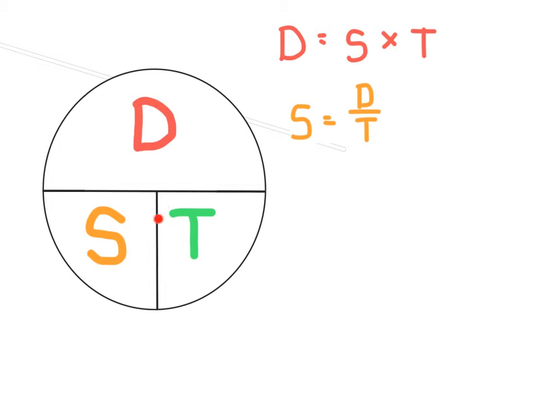Finally, the last one is time. Just like the last one, you're going to notice that distance is over speed. So for our equation, we're going to write time equals distance divided by speed. If it helps in your notes, you can write out the words instead of the letter, but it's whatever your preference is and whatever you need.